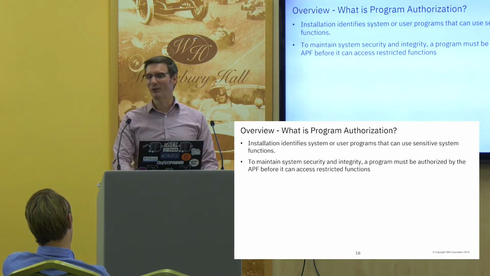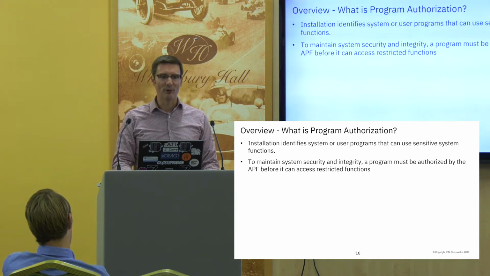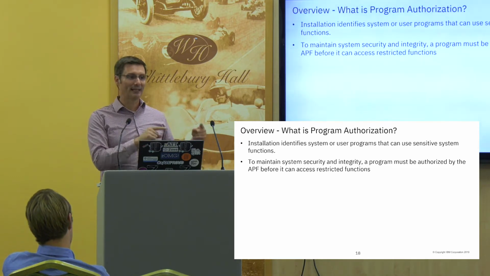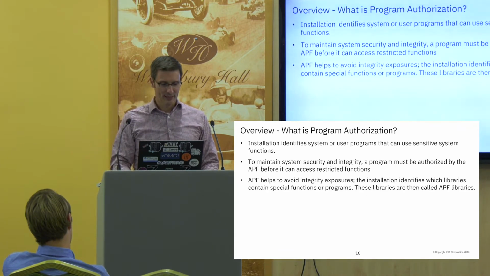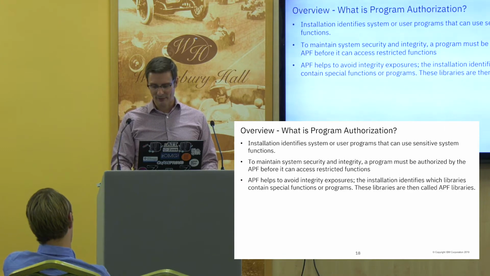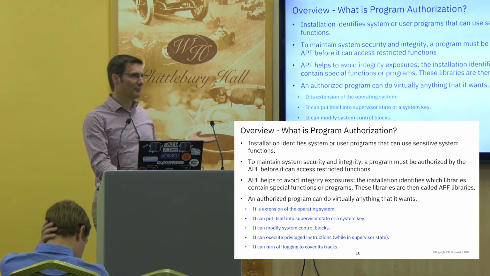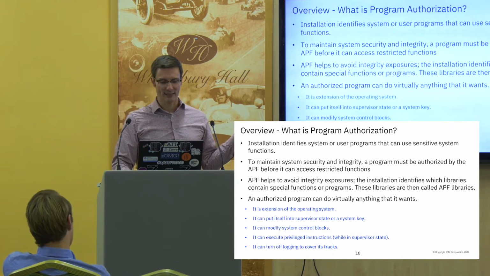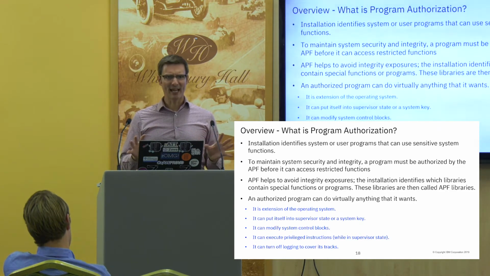Okay, so you're not going to just want to willy-nilly put someone in the APF list. The way you do that is you put the library where that program resides in the APF list. So anything that runs from that library has the authority of the operating system. Again, this helps avoid integrity exposures. The APF libraries are the only programs that have this type of authority. And again, it's an extension of the operating system. It can do something which we refer to as putting itself in an authorized state. It can go into supervisor state or use a system key. These are all program security protections on z/OS.